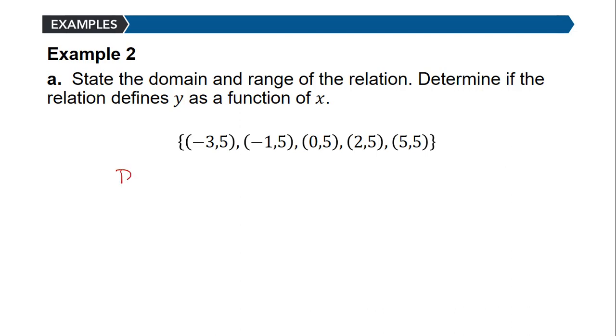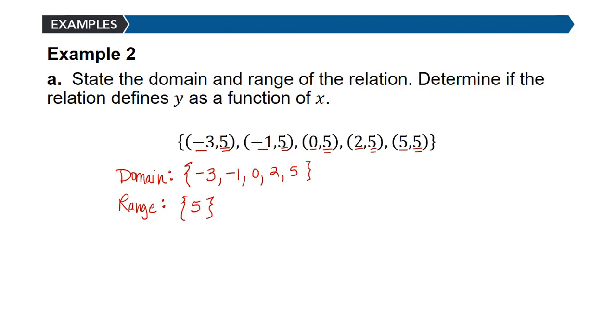So we'll start by talking about what is the domain of this relation. The domain, remember, is just the set of x values from those ordered pairs, from smallest to largest. So we have -3, -1, 0, 2, and 5. And then the range is the set of y values. But notice that each y value of those ordered pairs is just 5. So my range consists of simply 5.